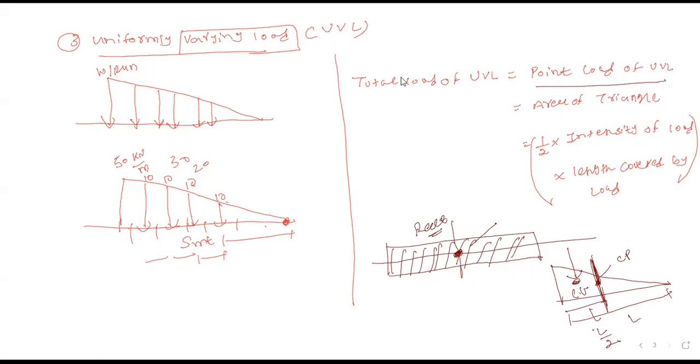Now, as we have discussed in yesterday's lecture, this total load will be at a center of gravity point. This total load is nothing but a point load. Okay, this total load is nothing but 1/2 W into L. W is the load, L is the length. So now this distance, I think we have discussed these two distances. Yes or no?